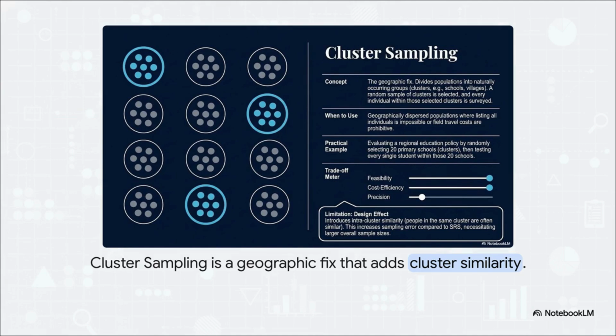Enter cluster sampling. This is the geographic fix. You divide the population into naturally occurring groups, like schools or entire villages. You randomly select a few of those clusters, and then you just survey everyone inside them. It drastically cuts your field costs. But, and it's a big but, people living in the same village tend to be similar. They share local economies, they share environments. This intra-cluster similarity introduces a design effect, which actually increases your sampling error. So you save money on travel, for sure, but you have to survey more people overall to keep your math sound.